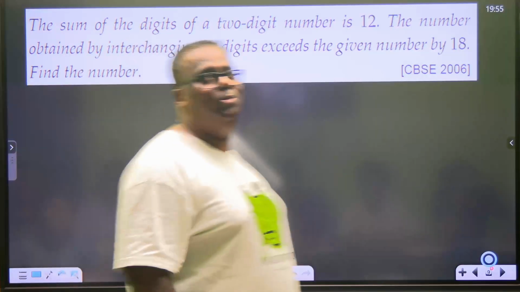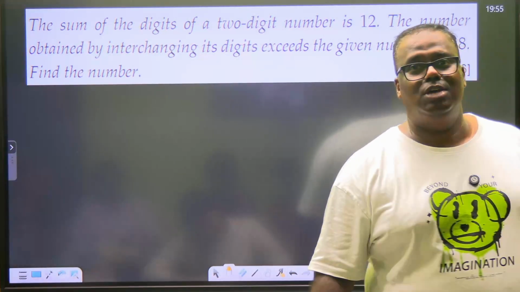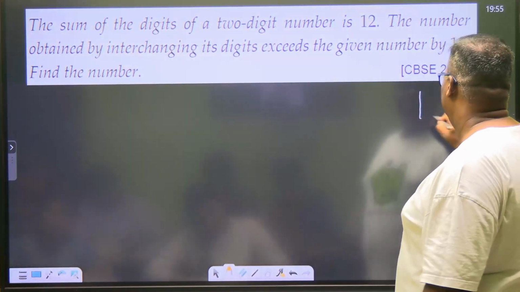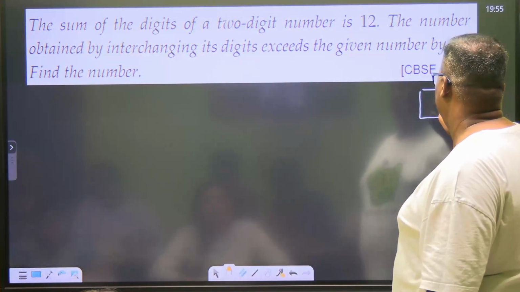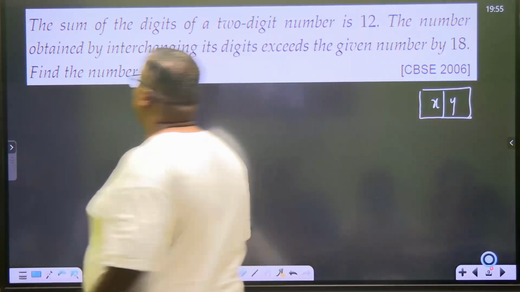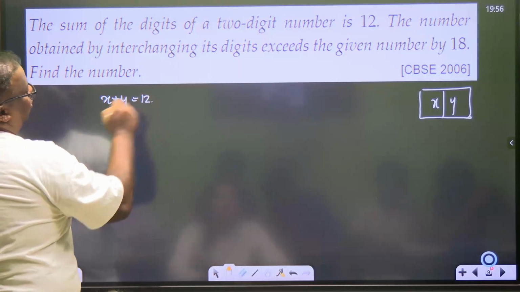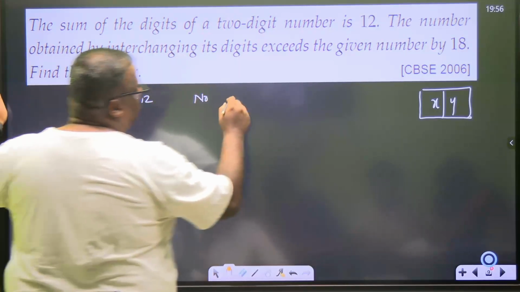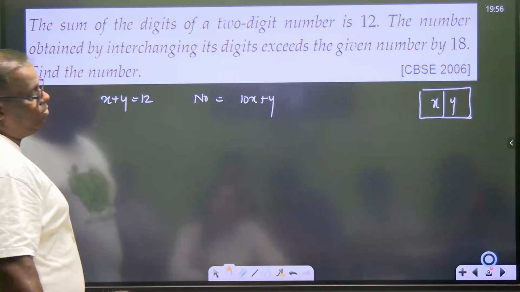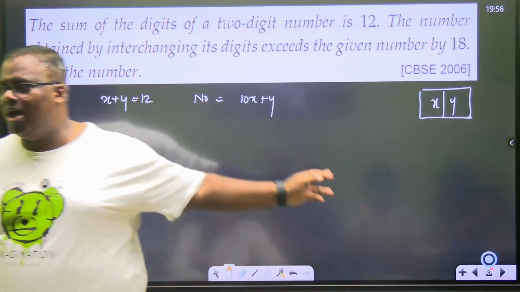Always catch the mistake of sir. Sum of the digits. Let the digits be... we have a 2-digit number. This is my 2-digit number, XY. Right? The sum of the digits is 12. And what is the number? The number would be 10x plus y. When we were in kindergarten, we used to write 10 times x and y once.